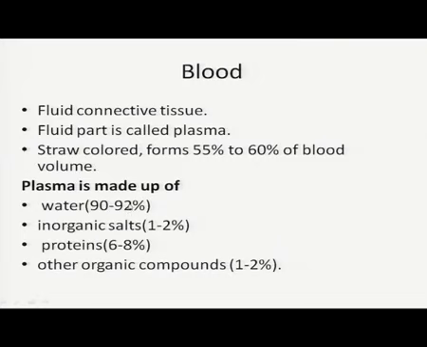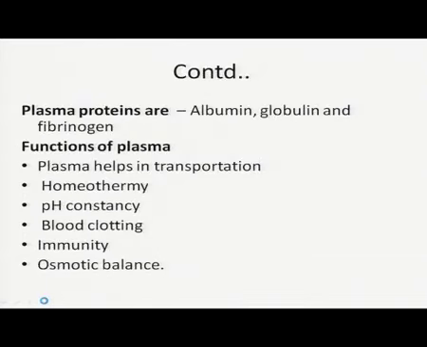Now coming to blood, the fluid connective tissue. The fluid part of blood is called plasma, and the color is straw colored, and it forms about 55 to 60% of the total blood volume. Plasma is made up mainly of water: 90 to 92% of plasma is water. Then 1 to 2% is inorganic salts. 6 to 8% of plasma contains proteins. 1 to 2% contains other organic compounds. There are 3 important plasma proteins: albumin, globulin and fibrinogen.